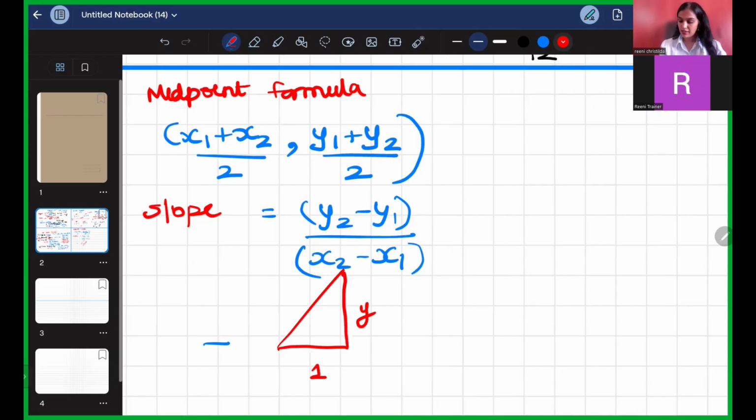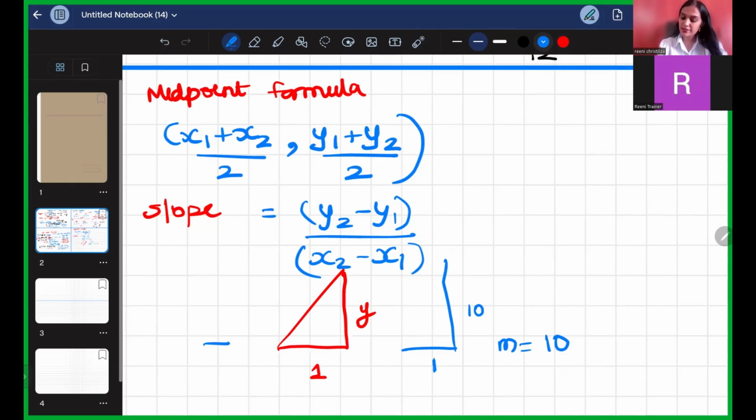For example, x increases by 1 unit to the right and y climbs. By how much does y climb? Say in this case it climbs by 10. Then your slope is going to be 10.